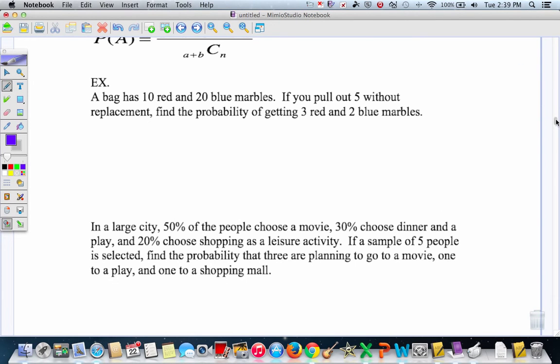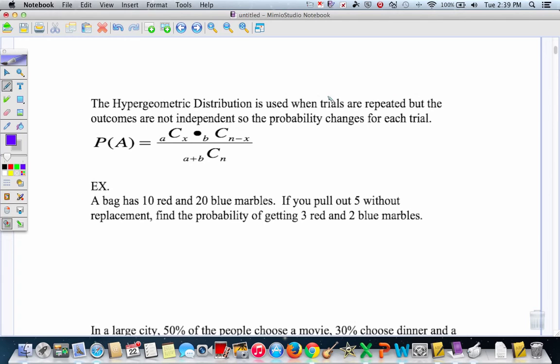Our third distribution is not going to be new, it's just going to put it in a formula form. A hypergeometric is used when trials are repeated but the outcomes are not independent. So this is very, very important here. This is what differentiates it from a binomial. In a binomial, the outcomes are independent. In the hypergeometric, they are not independent, so they're dependent. So our probability will change from one trial to the next. Essentially, if we select one item, like a defective part to test, we're not going to select the same item a second time. Now, it should look familiar because back in Chapter 4, we used our combinations.